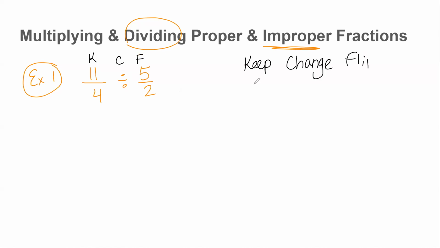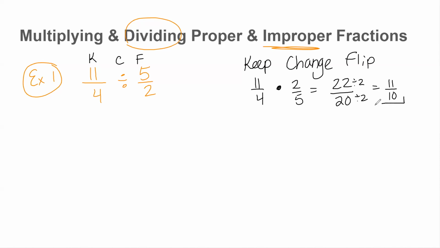So keep the first fraction, 11/4. Change the division to a times, and flip the second fraction, or do the reciprocal of the second fraction, which is 2/5. Right across the top would be 22. Right across the bottom would be 20. They're both even, so let's divide by 2, and we get 11/10.